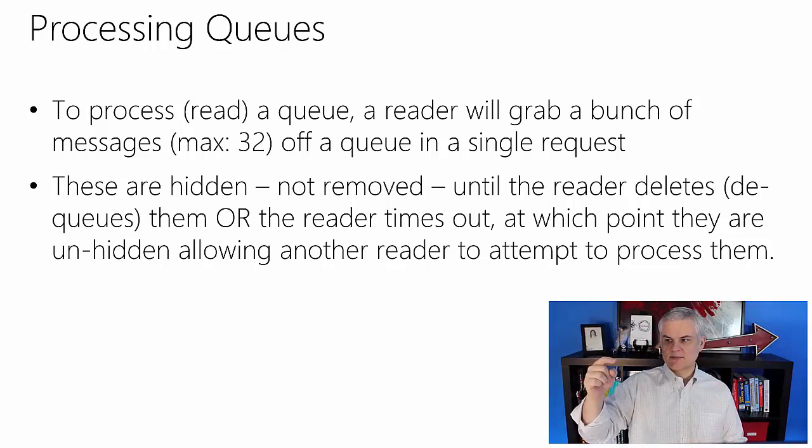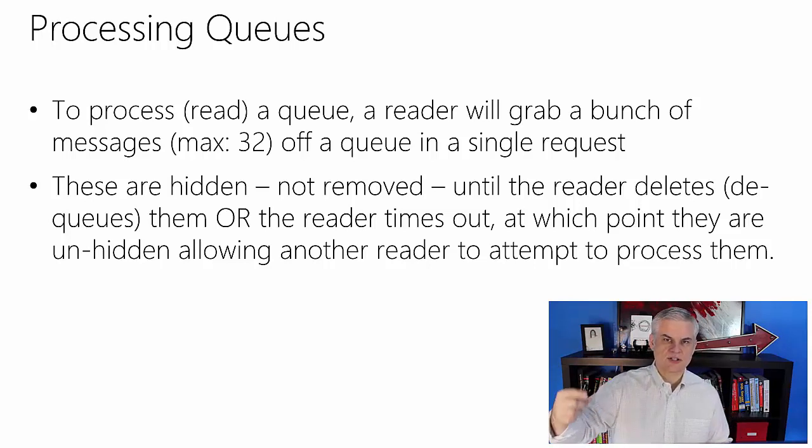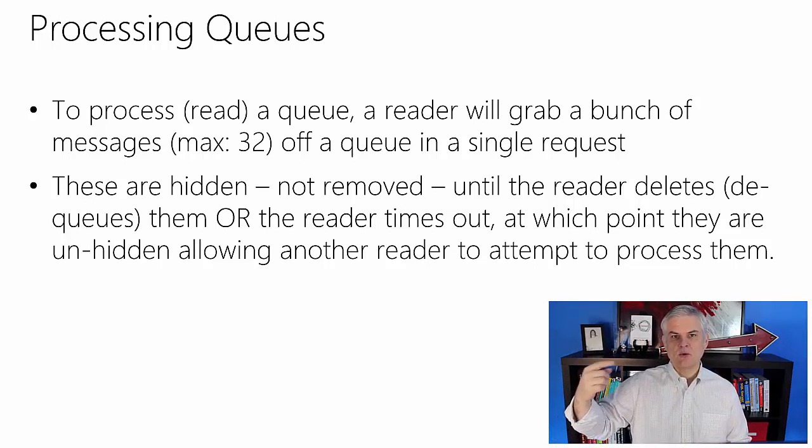The other scenario is that the reader takes 10 messages off. It starts with the first message on the queue, and it takes more than, I believe, 30 seconds or so to process that message, at which point it times out, and that message or those messages will then be unhidden and available for any of the other instances of the reader to pluck them off the queue.